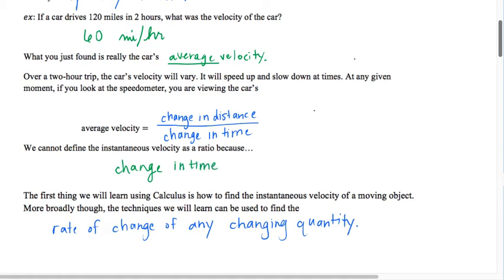So the time elapsed in a single quick little moment is, at least theoretically, 0. So we can't use this change in distance over change in time formula to find instantaneous velocity. So we're going to develop the techniques to find instantaneous velocity next.